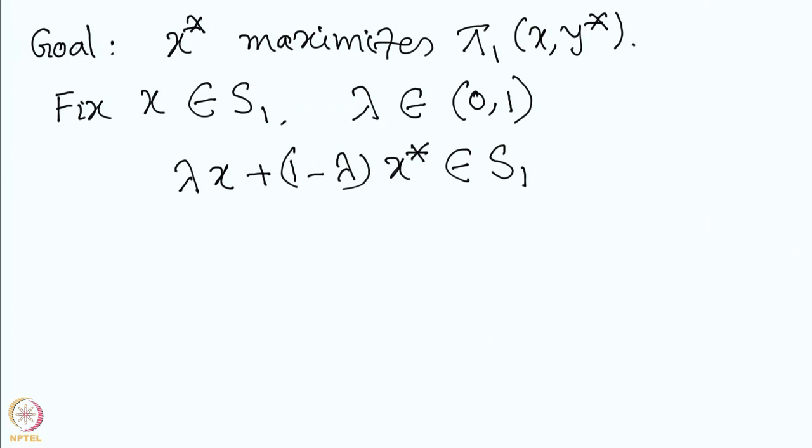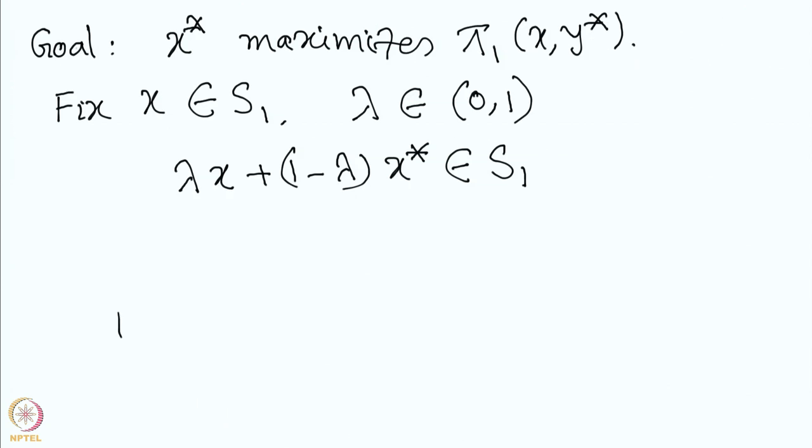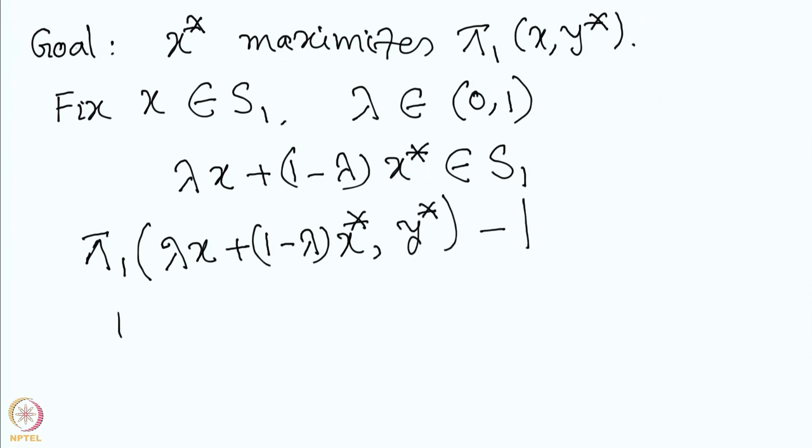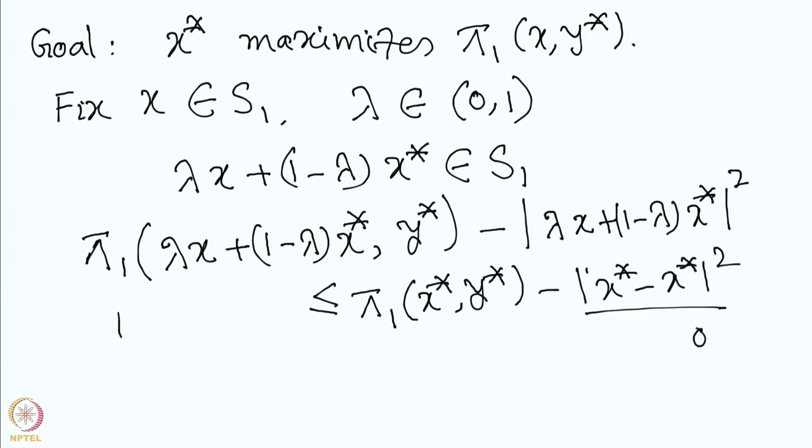Now, by the definition, x star maximizes this entire quantity. So, we use that now to say that pi 1 of (lambda x plus (1 minus lambda) x star, y star) minus mod lambda x plus (1 minus lambda) x star minus x star squared is less than or equal to pi 1 of (x star, y star) minus, of course, mod x star minus x star squared, which is going to be 0. This is 0. So, this is what we have.